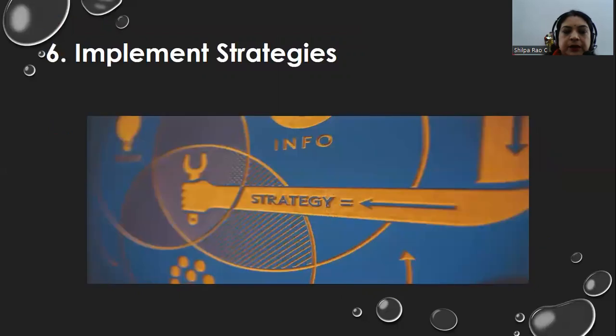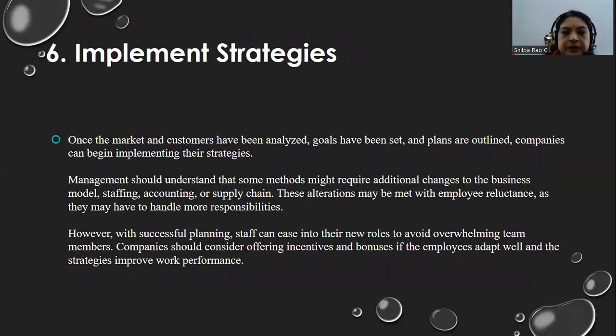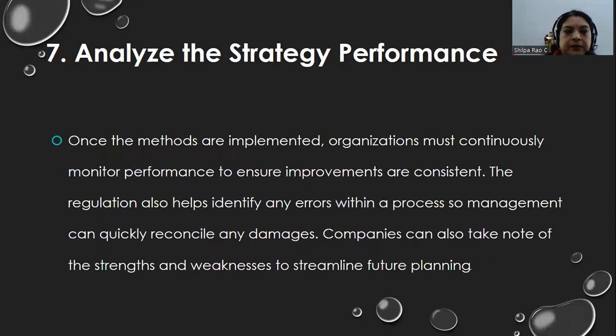Once you have decided, it is very important that you implement the strategy. So once the market and the customers have been analyzed, goals have been set, and the plans have been outlined, the companies can begin implementing their strategies. Here, the management should understand that some methods may require additional changes to the business model, staffing, accounting, or the supply chain. These alterations may meet with customer reluctance as they may have to handle more responsibilities.